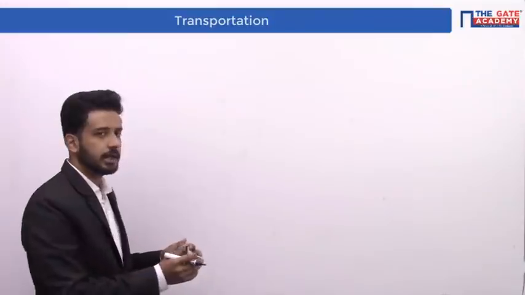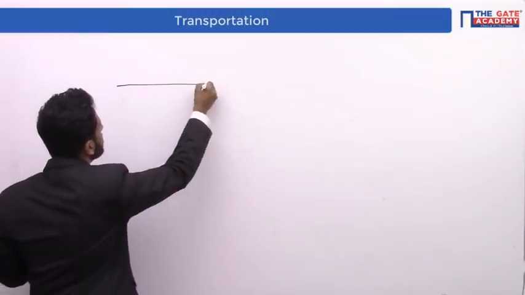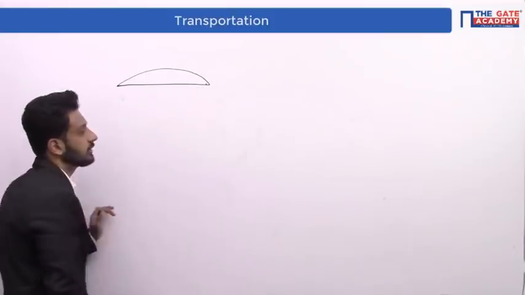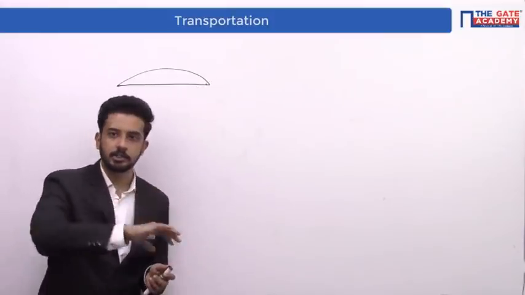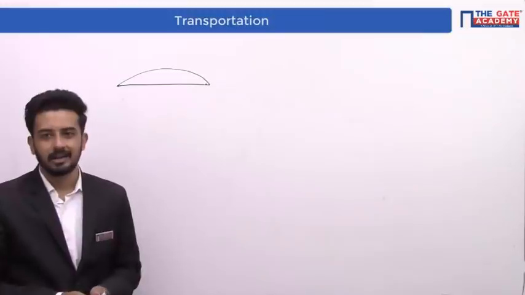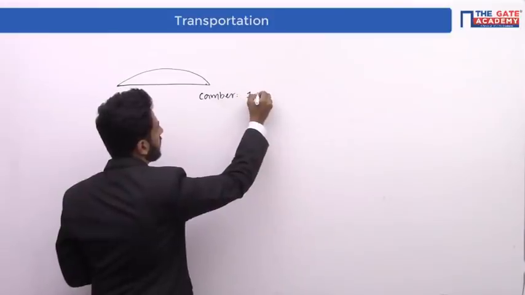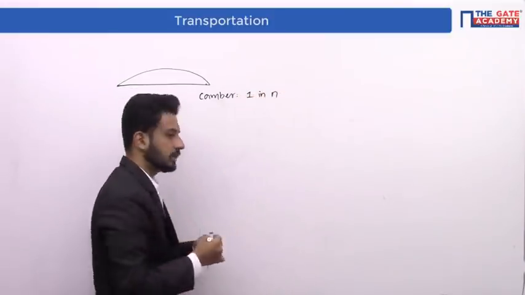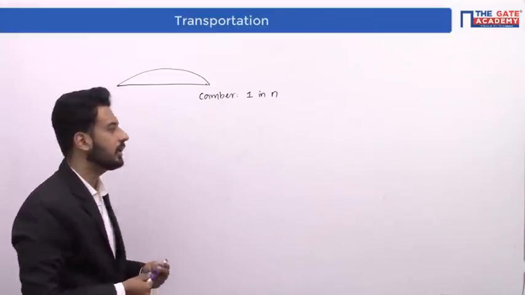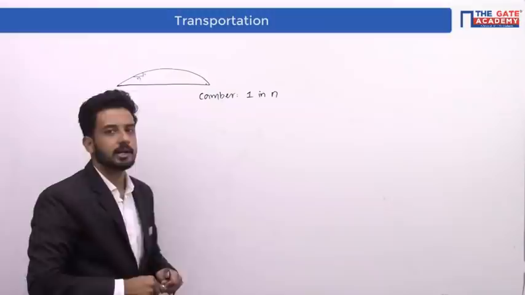So if you are taking the cross section of a road, if this is the width of the road, how will be the surface? It will be like this. Correct? This inclination is called a camber. Correct? This inclination is called a camber, which is represented as 1 in n. What is the height when we are moving n horizontal unit? Correct? So this camber we represent as 1 in n.